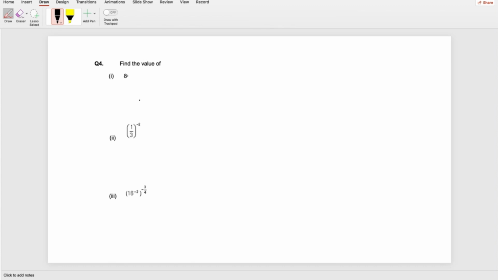Question 4. Find the value of 8 to the power of 0. Again, anything to the power of 0 equals 1. So 8 to the power of 0 equals 1. Now this one, 1 over 3 to the power of minus 2. First of all, what you do is get rid of the minus, so you get the reciprocal to the power of 2. 3 over 1 is basically 3, so 3 squared, which is 9.